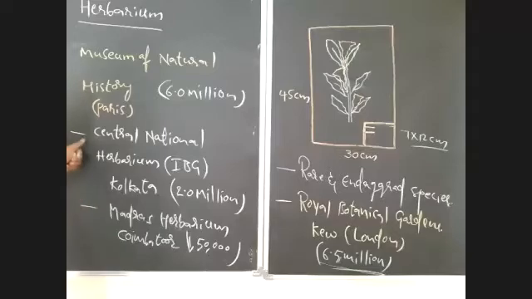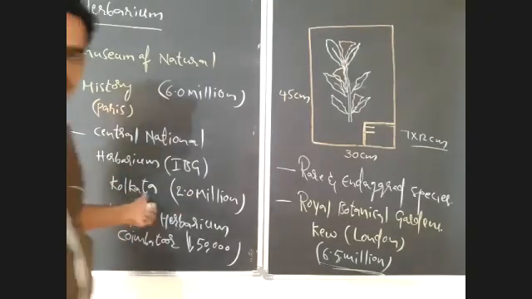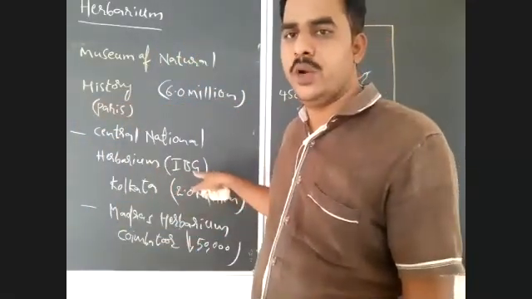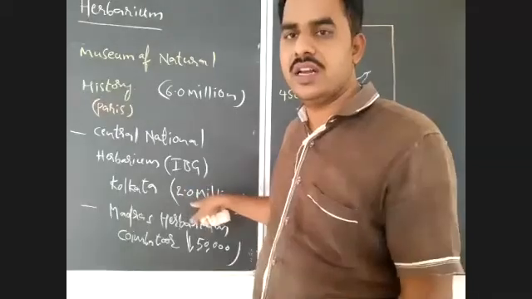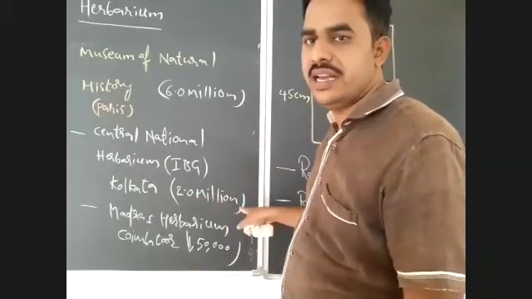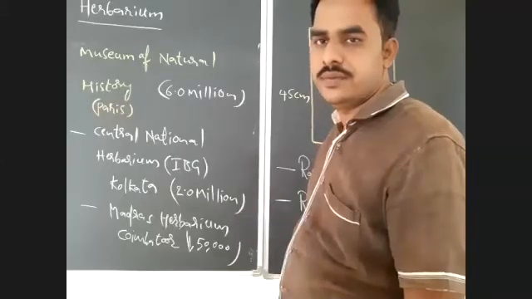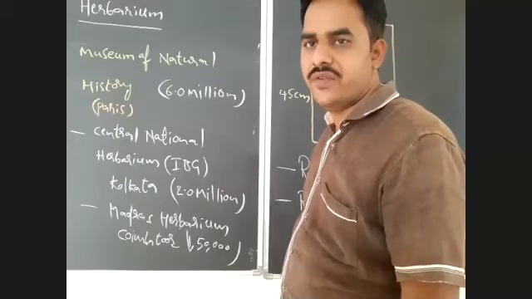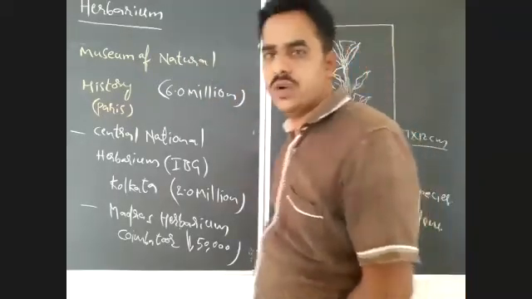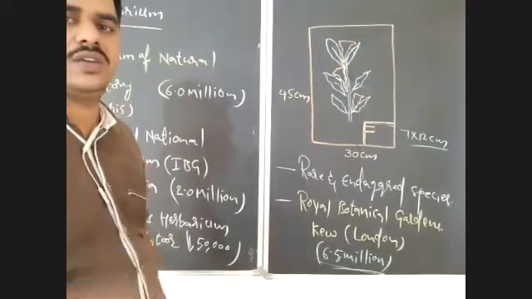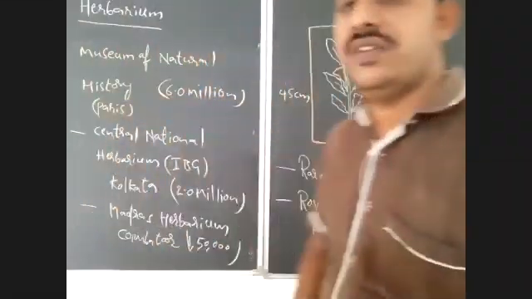Next, in India, the Central National Herbarium, which is located at the Indian Botanical Gardens at Kolkata, where 2 million herbarium specimens are preserved, right? And after that, the Madras Herbarium of Coimbatore, where 1,50,000 herbarium specimens are preserved. Okay, you have to notice that. After that, the information required to understand the concept of herbarium is completed.